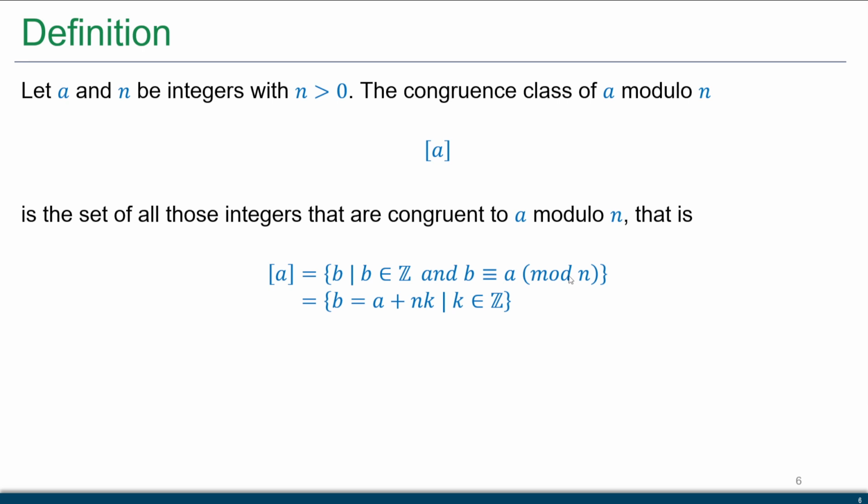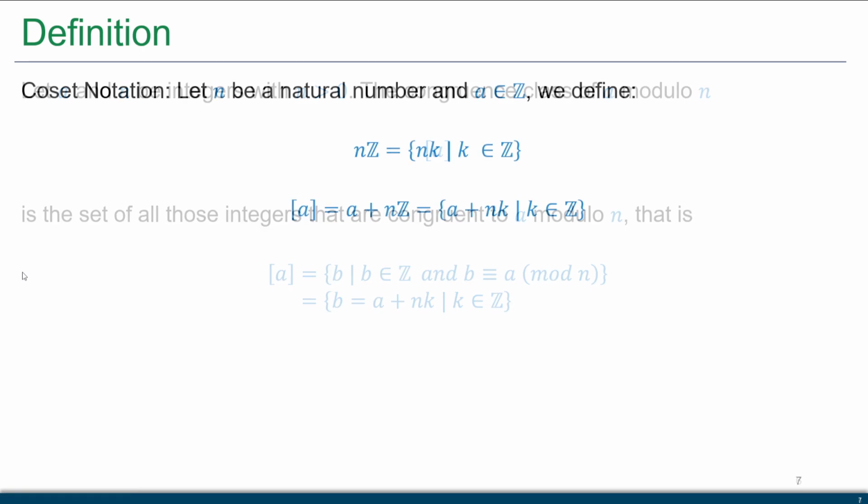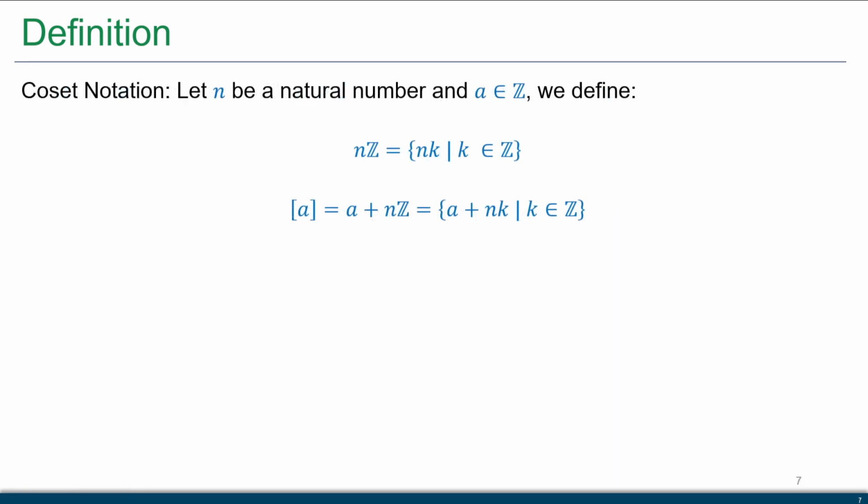Now another way to think about this is it's a set made up of all the b's such that if we applied the division algorithm on b and divided by n, it had a remainder of a. So now we're going to look at a third way of describing the elements inside of a congruence class. This is using coset notation. Now we will formally define what a coset is in the coming weeks when we start getting into groups.